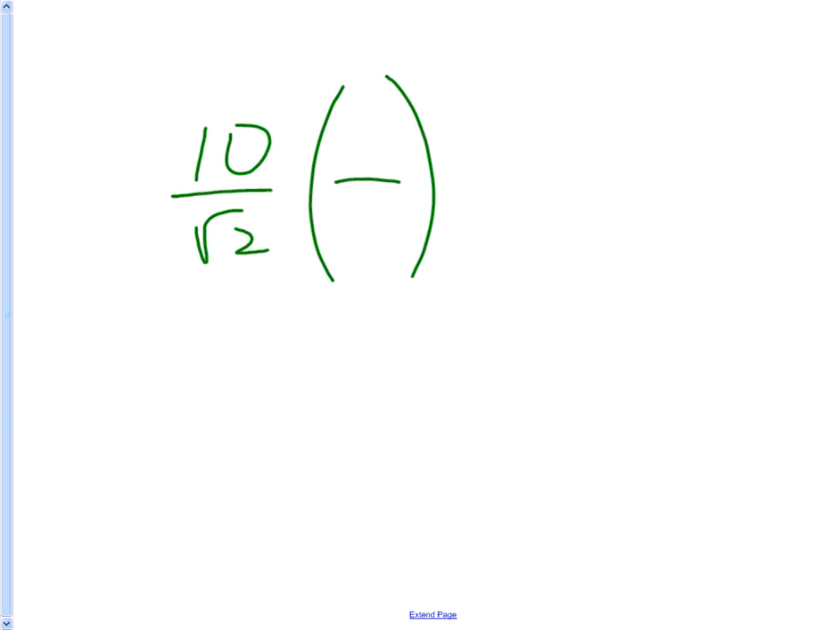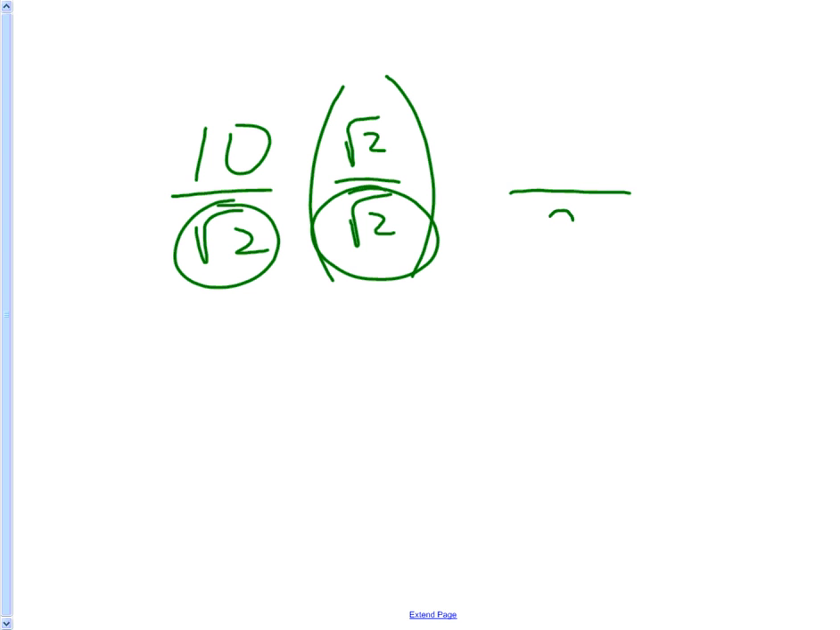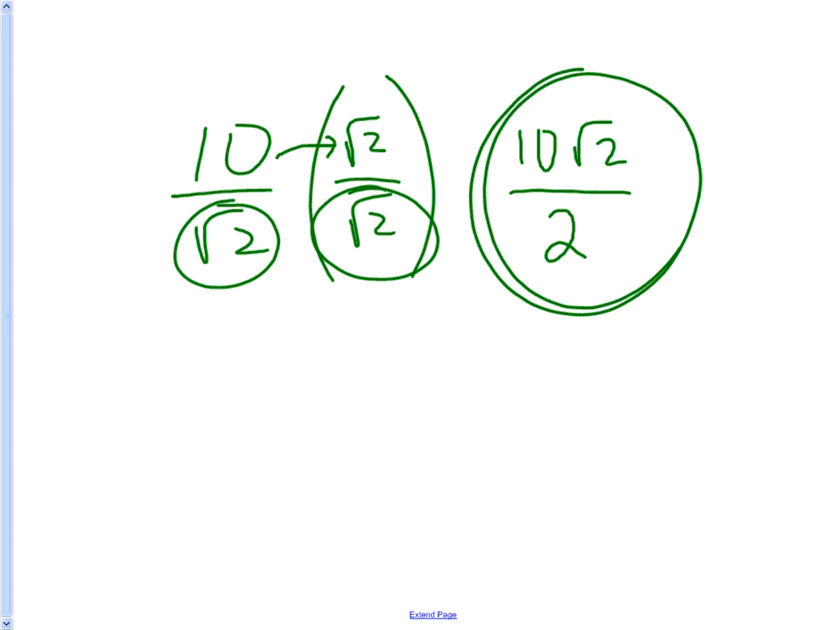So I can multiply anything by 1, right? And it won't change it. So if I multiply it by square root of 2 over square root of 2, isn't that the same thing as 1? And so why would I do that? Because then the square root of 2 times the square root of 2 makes a square root of 4, which is really 2. And the top is 10 times the square root of 2. So there's my final answer. So just don't leave square roots on the bottom.